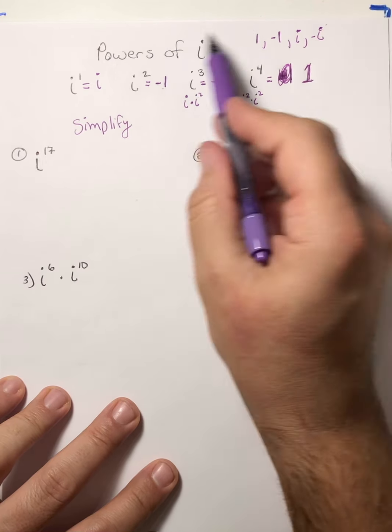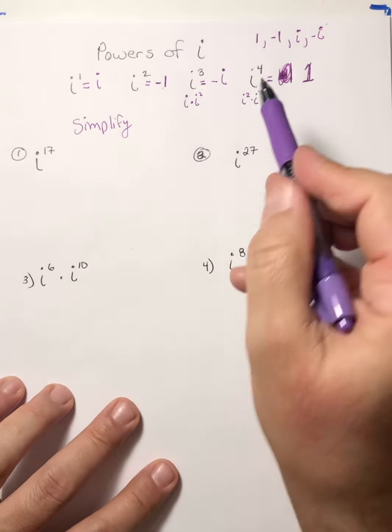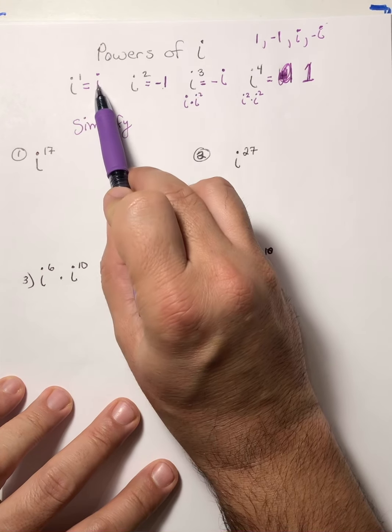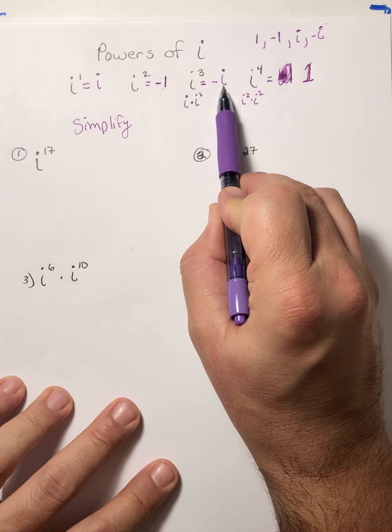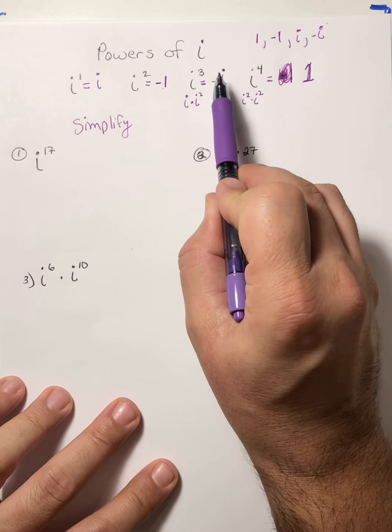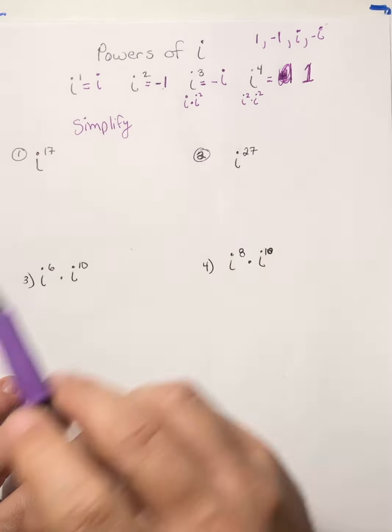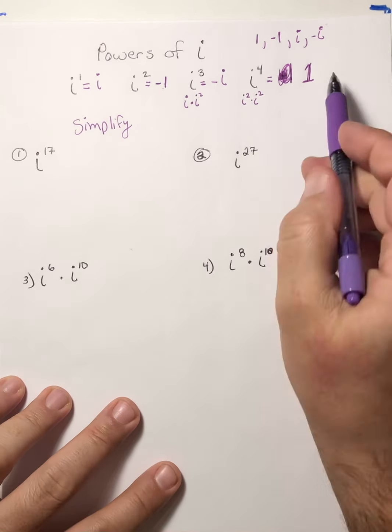Those are your powers of i. If you wanted to, you could have said i to the 1st times i to the 3rd, so it's i times negative i. So that would be a negative i squared. So i squared is negative 1, double negative, positive 1. So these are your powers of i.